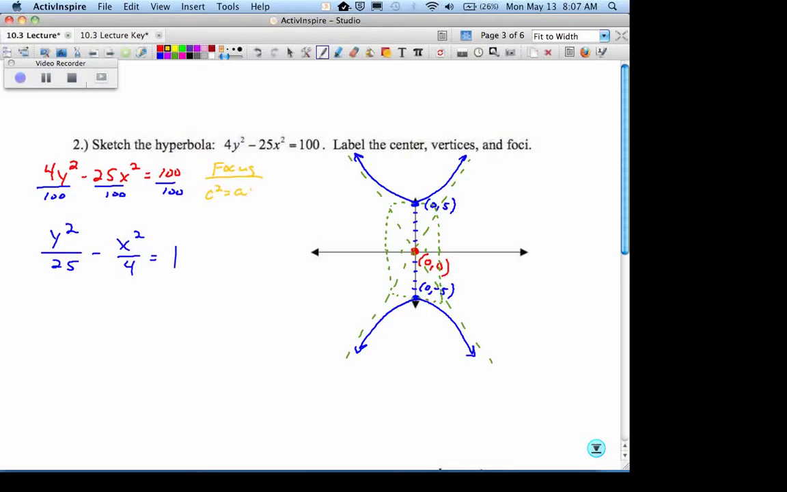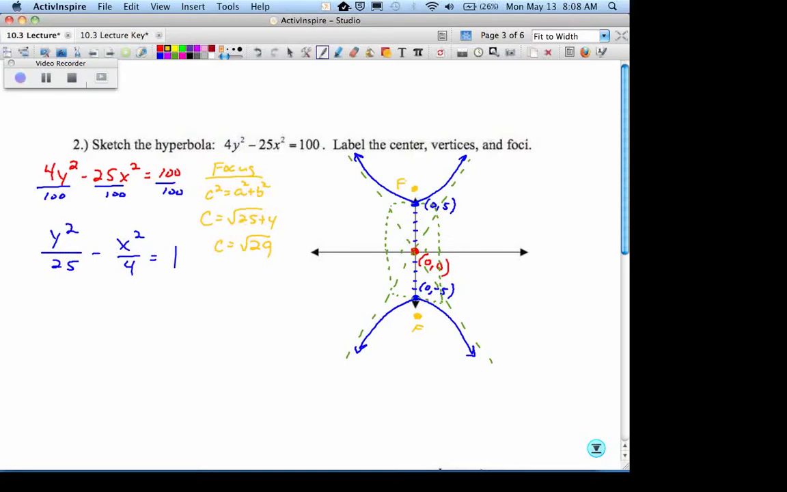Again, c squared equals a squared plus b squared. We add them together. So 25 plus 4. So c will be the square root of 29. Again, a little bit more than 5. If you don't add them together, they're not going to be inside the parabola. So you have one here, and you have one here.